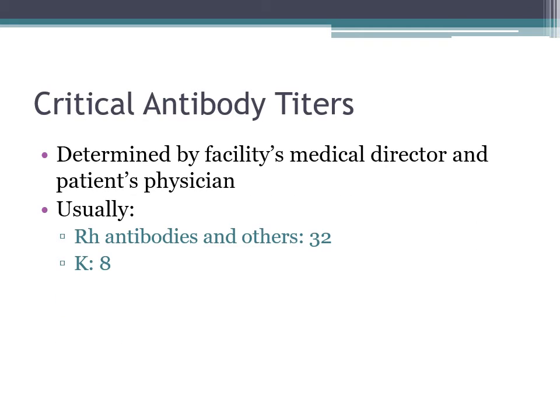To determine the value of a critical antibody titer, this is going to be set by the facility's medical director and the patient's physician. Usually with Rh antibodies and others, they're going to set it about 1 to 32. With K, it's usually 1 to 8. Again, these are the critical values, but we also want to pay very close attention to if it jumps greater than 2 dilutions at one time. If it goes from a 1 to 4 to a 1 to 64, we pay very close attention to that.